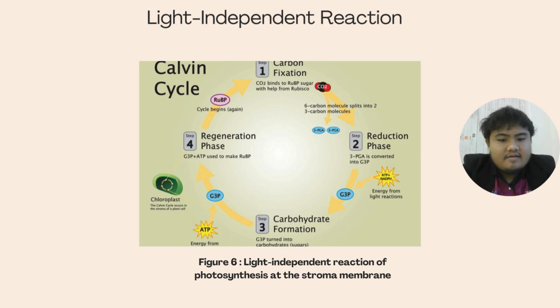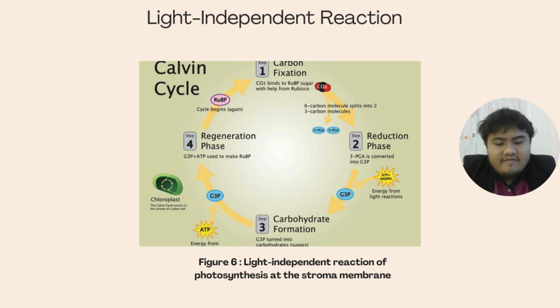The Calvin cycle is a complete series of biochemical reactions that essentially fix inorganic carbon dioxide, CO2, from the atmosphere into organic sugar molecules. If the light reaction stops producing ATP and NADPH, the Calvin cycle will eventually grind to a halt. Okay, let's break down the three main steps of this cycle.